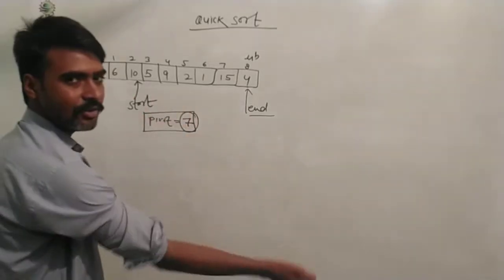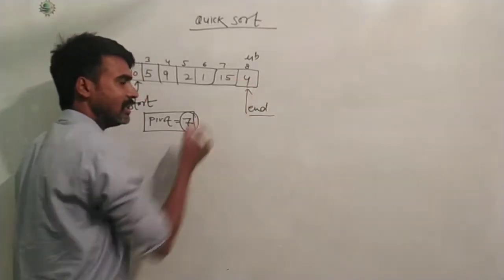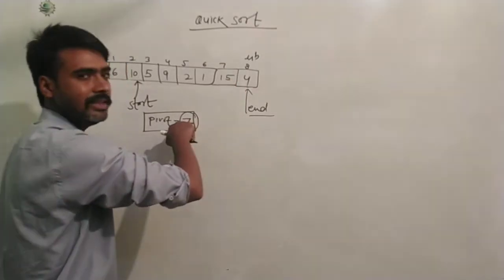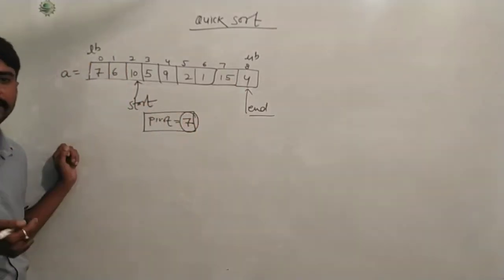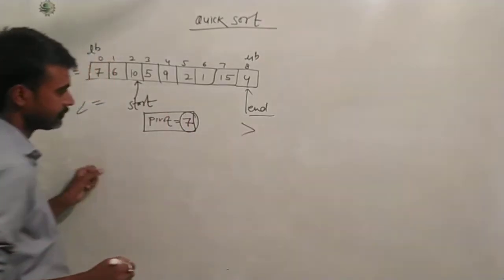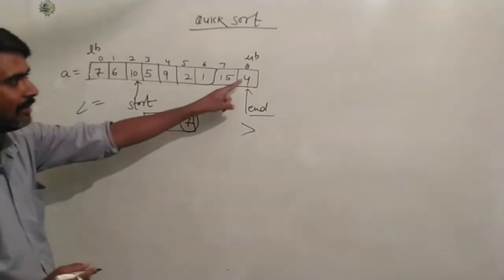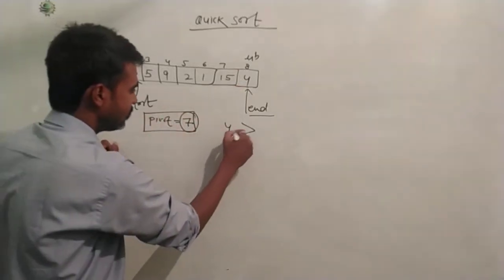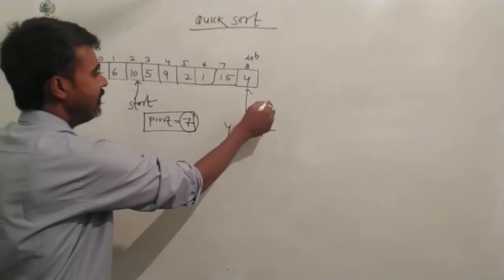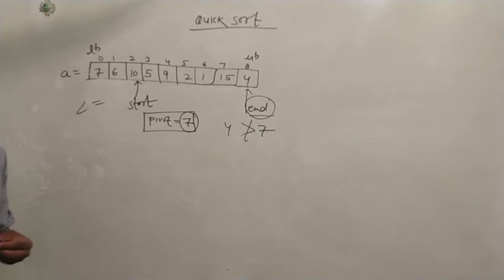Now from the right hand side we will compare the pivot element with this element. If this number is greater than the pivot element, then end will decrease by 1. Pivot element is 7. Element is 4. 4 is not greater than 7. So end will remain unchanged, and the value of end will not be changed.